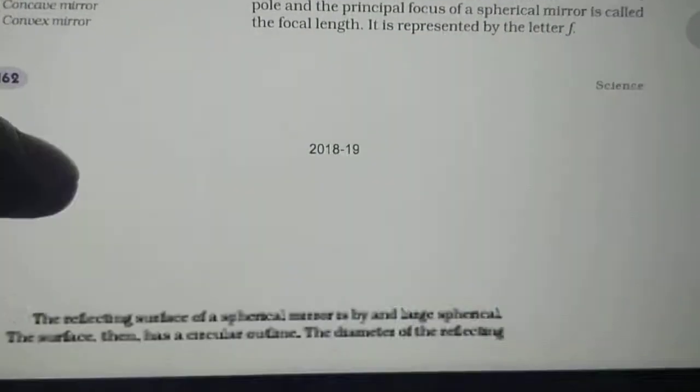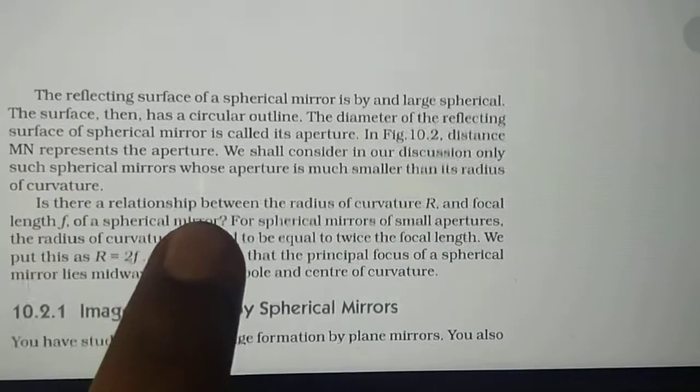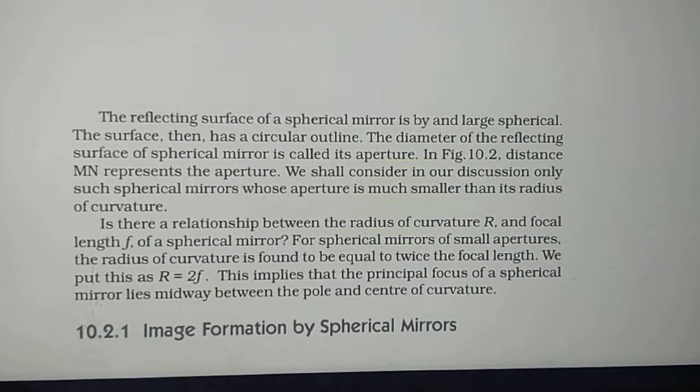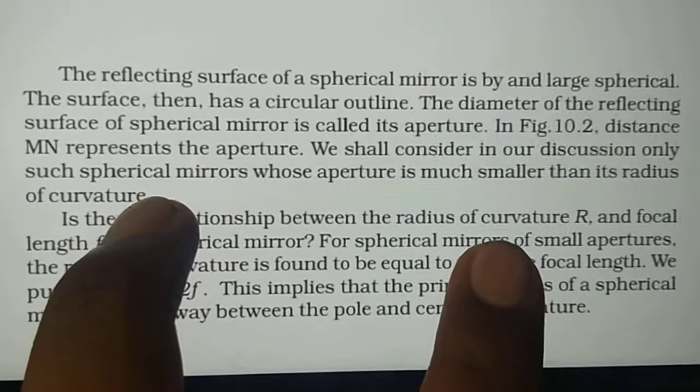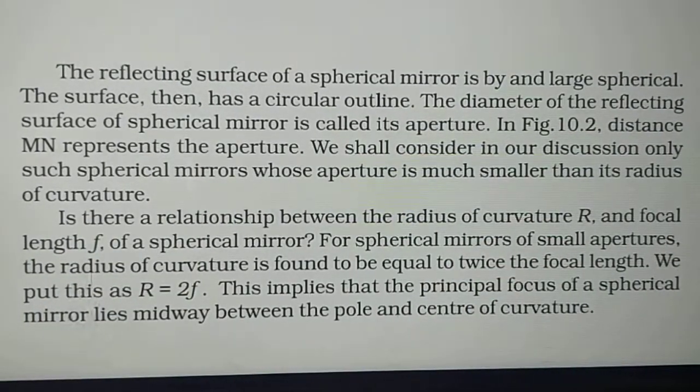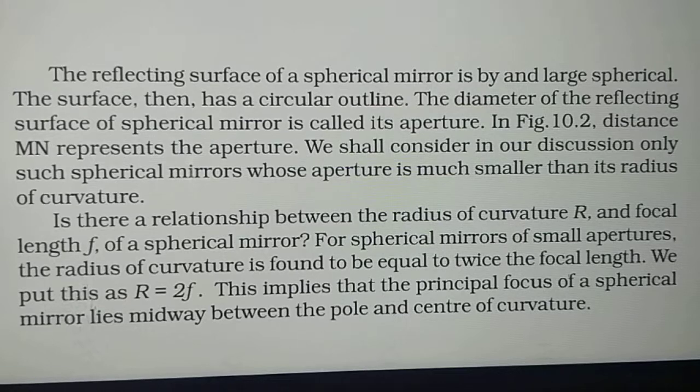Now there is one relation that you should know, which we will see here. Now let me show you this. So this relation: the reflecting surface of a spherical mirror is by and large spherical. The surface then has a circular outline. The diameter of the reflecting surface is called the aperture, which I don't think you need to know, just this term. It won't be much useful in this, but the other terms which I have told you already, that you should know.